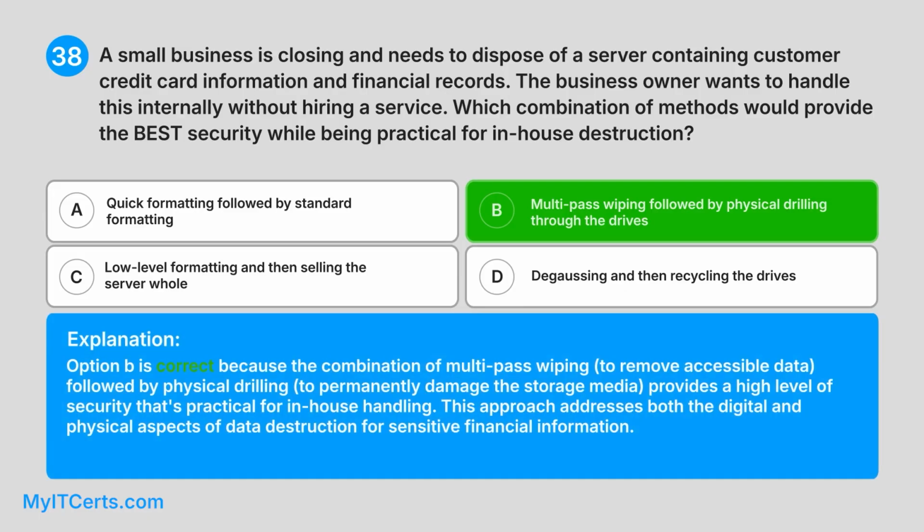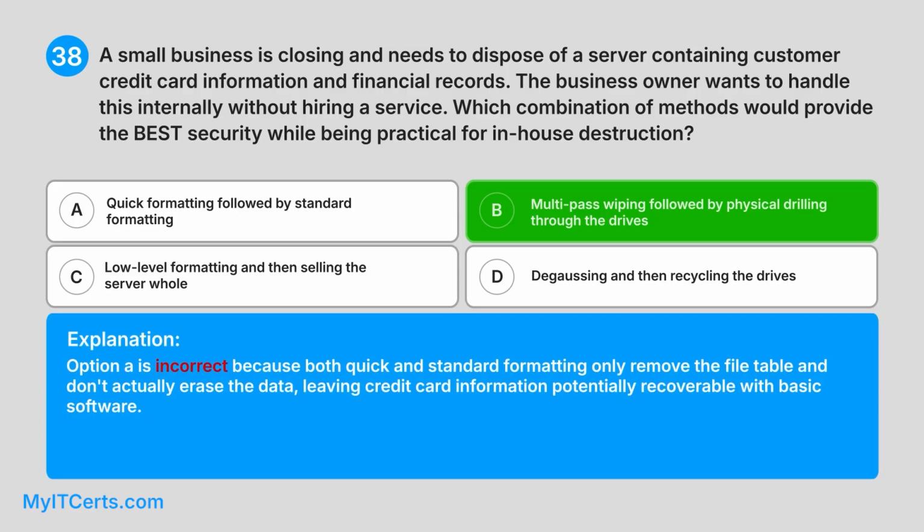Explanation: Option B is correct because the combination of multipass wiping to remove accessible data, followed by physical drilling to permanently damage the storage media, provides a high level of security that's practical for in-house handling. This approach addresses both the digital and physical aspects of data destruction for sensitive financial information.